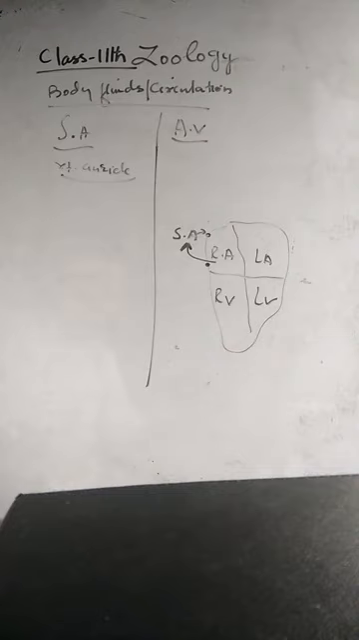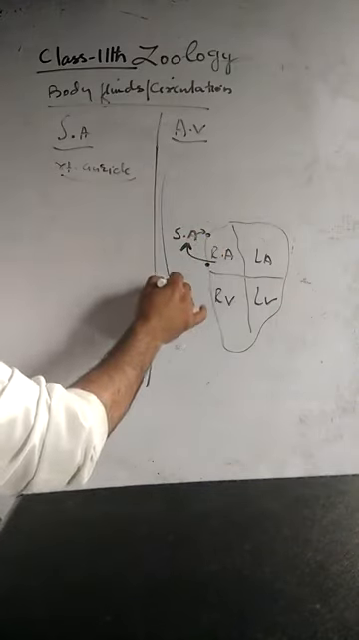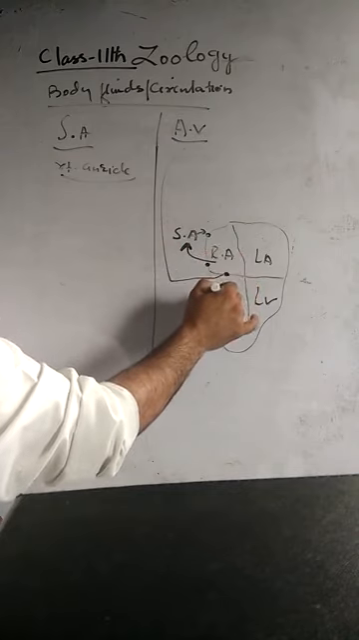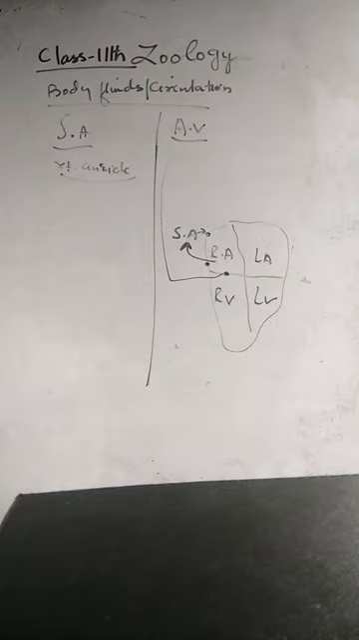So far as the auriculoventricular node is concerned, it is located in the wall between the right auricle and the right ventricle. This is the location of the SA and AV nodes. One more difference is there.